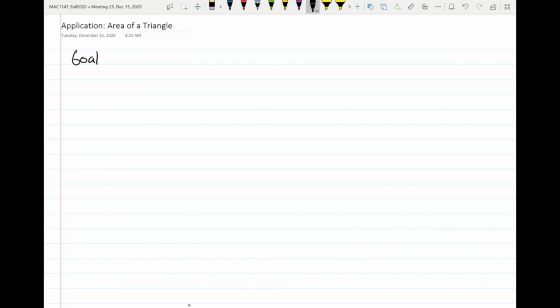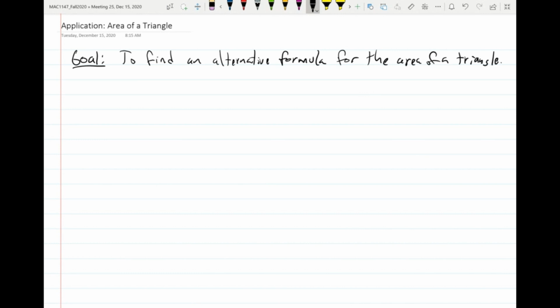So what's the goal here? Well, to find the area of a triangle, right? To find an alternative formula for the area of a triangle. In particular, what we want is the following.